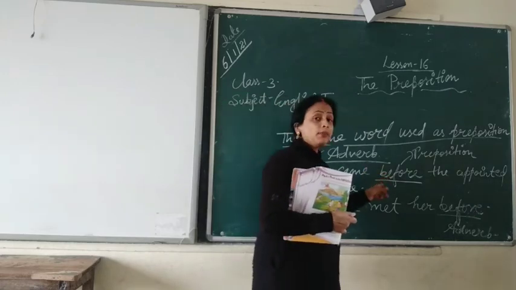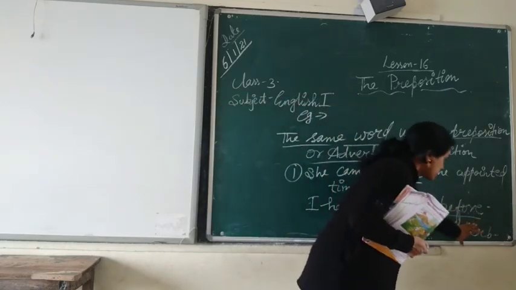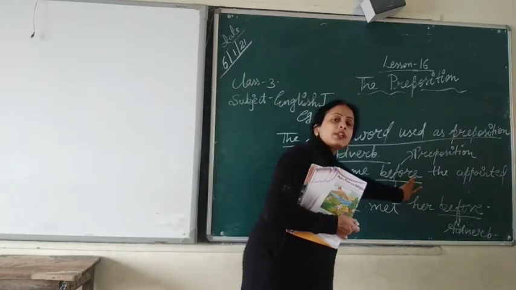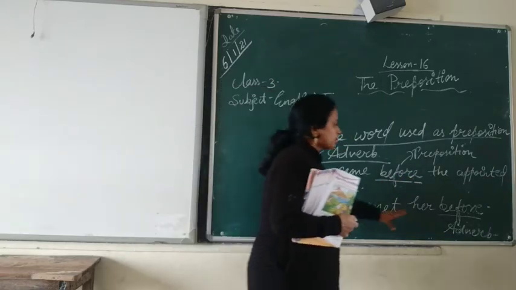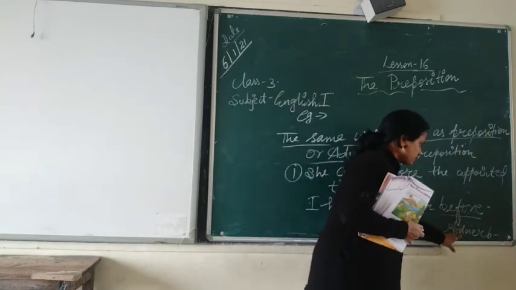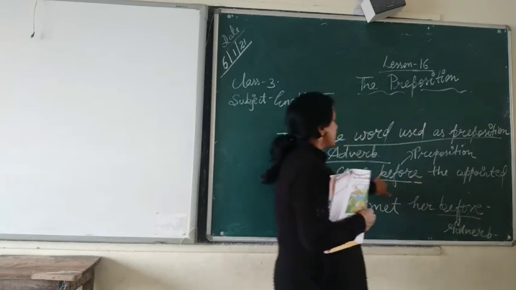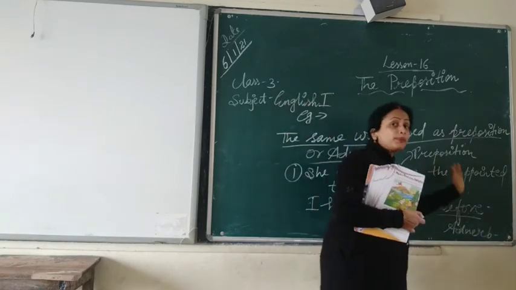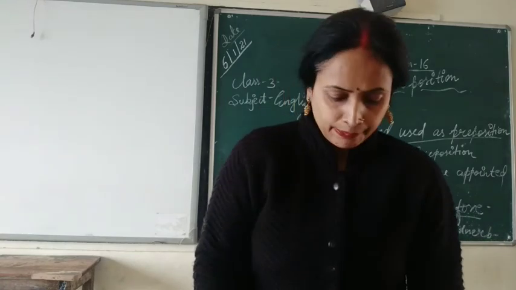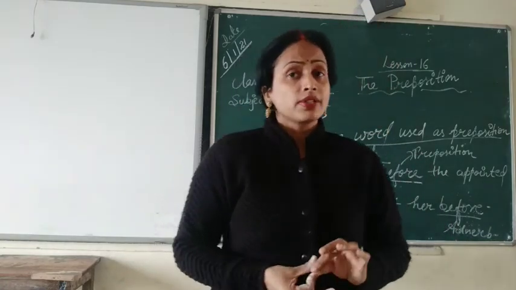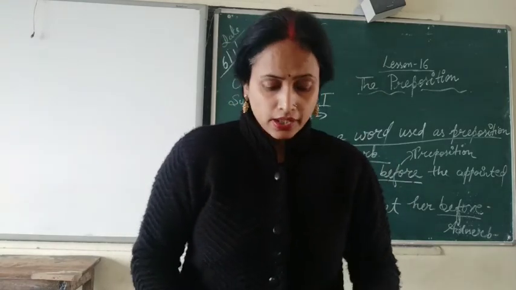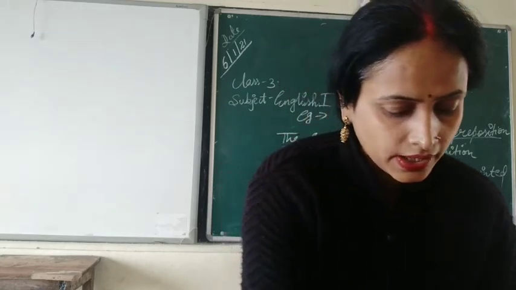But the word is the same. Before, here also we can use it, but it depends on the sentence. Here it makes a relationship between noun and pronoun, but here it does not. So that's why here it will work as an adverb, and here it will act like a preposition, because it shows the relationship between a noun or pronoun and another word in a sentence. So it is clear, no?